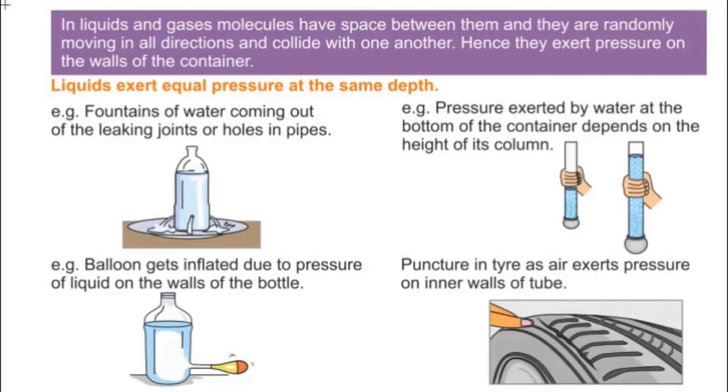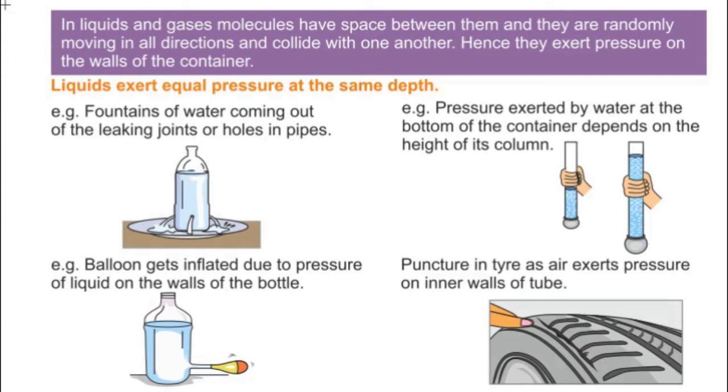Pressure exerted by liquids and gases. In liquids and gases, molecules have space between them and they are randomly moving in all directions and collide with one another. Hence they exert pressure on the walls of the container. Liquids exert equal pressure at the same depth. For example, fountains of water coming out of leaking joints or holes in pipes.